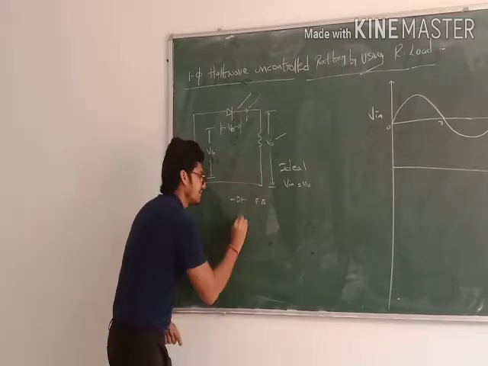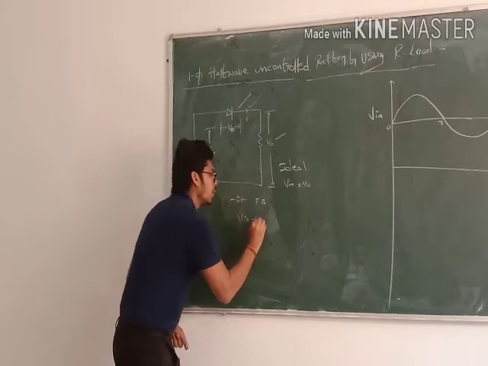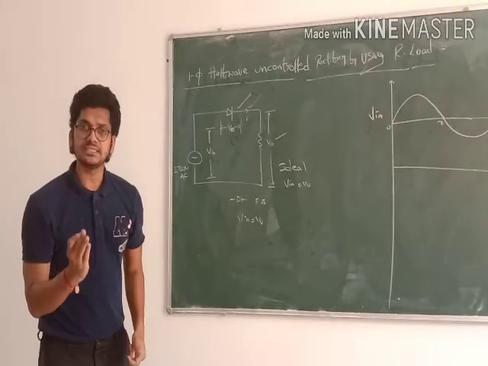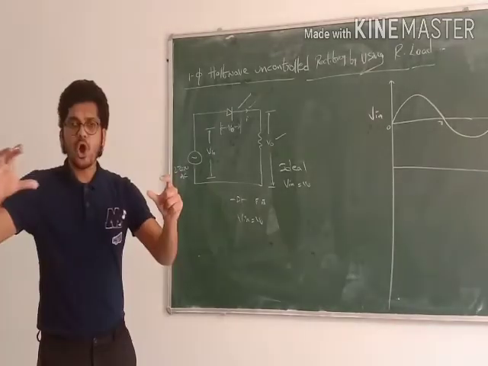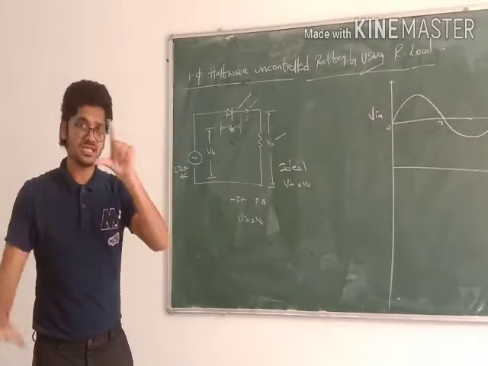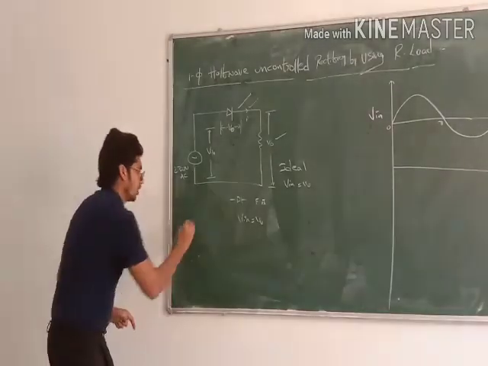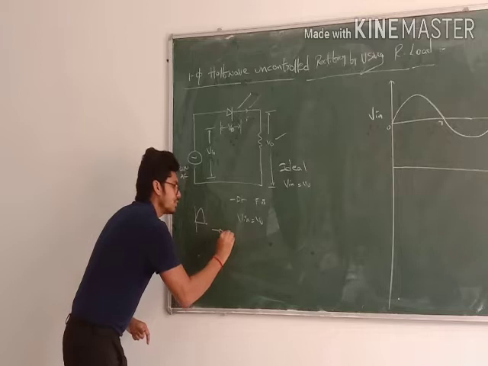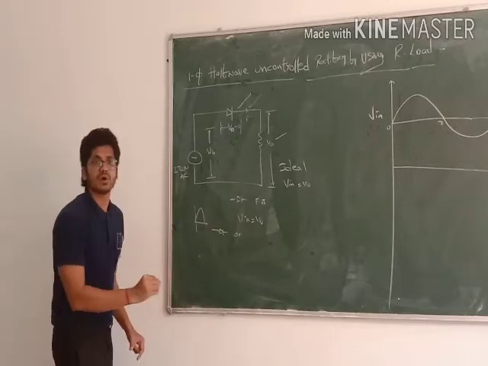Ideal means whatever the V input is, it equals V output. Already I told you, an uncontrolled switch is one whose on state and off state depend upon the circuit condition. Means if you give a positive supply, my diode is going to be in the on state, forward biased.